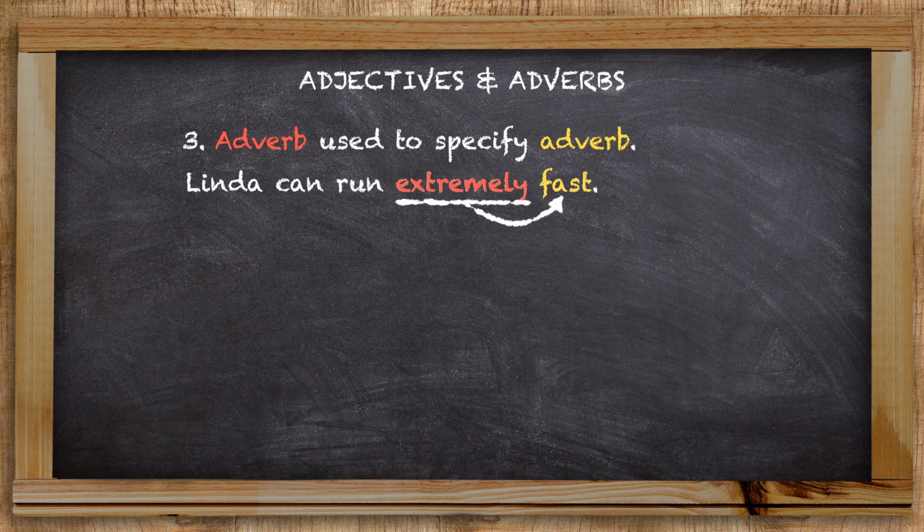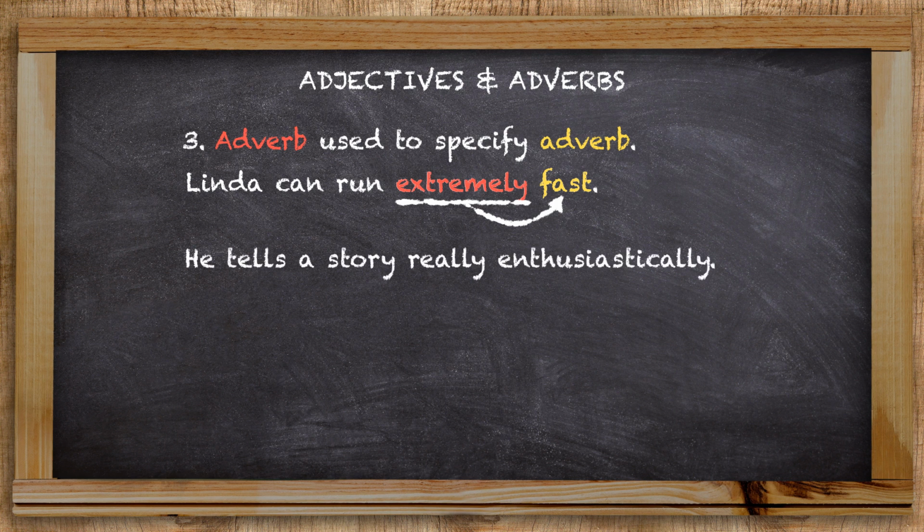can actually run. Another example is, he tells a story really enthusiastically. Again, the word enthusiastically specifies the way that the subject tells the story, so it says something about the verb. To further clarify and emphasize how enthusiastically, another adverb is used, really, as this says something about enthusiastically.